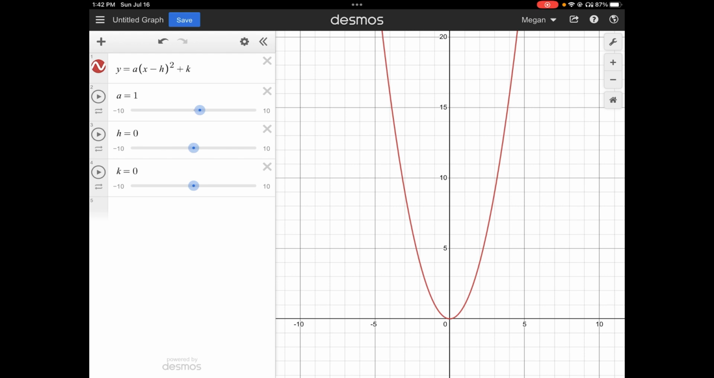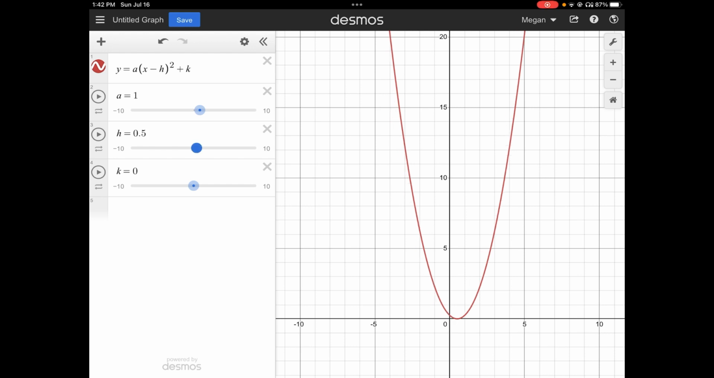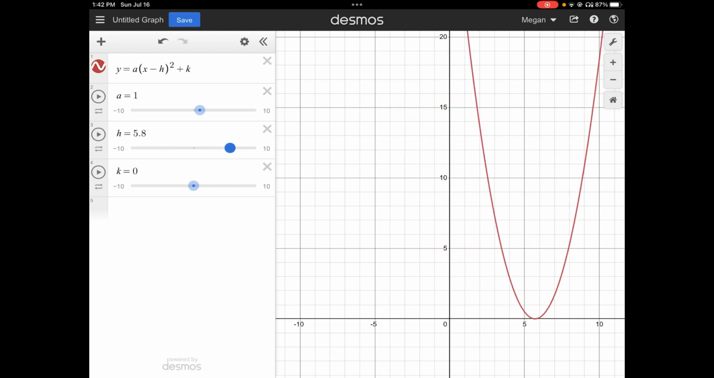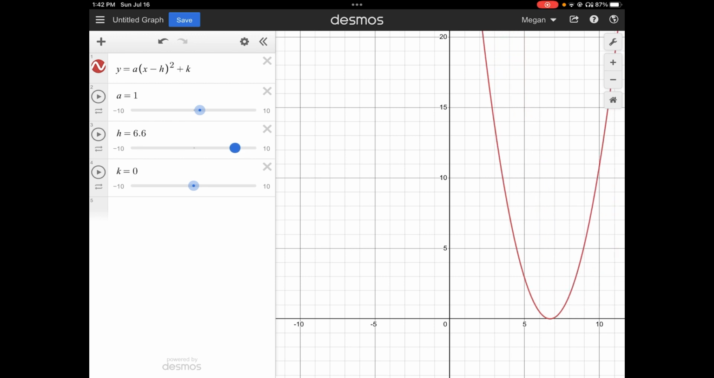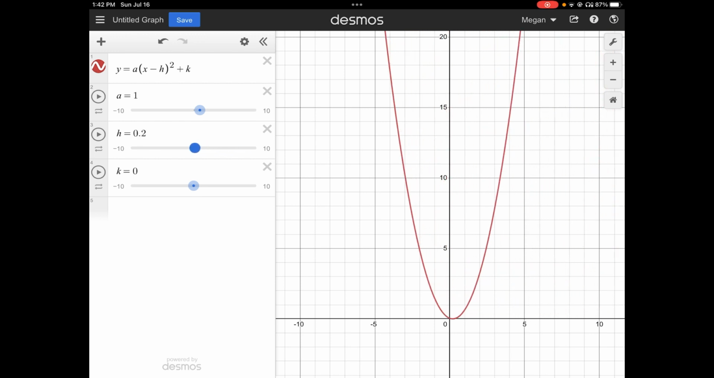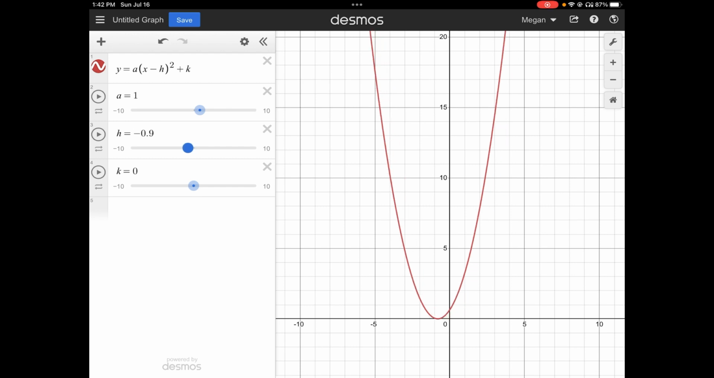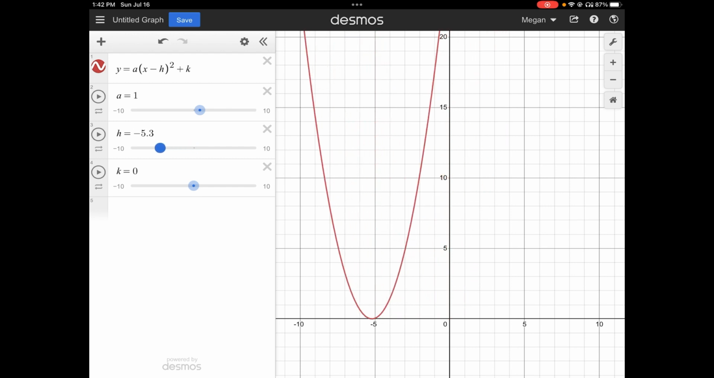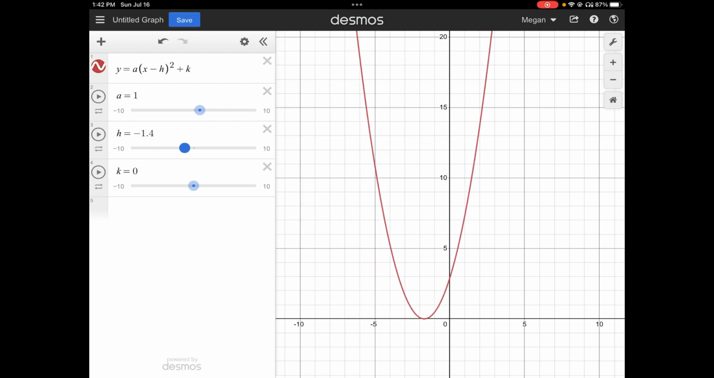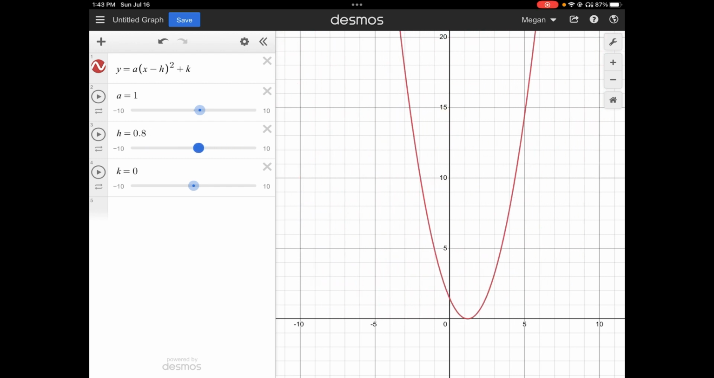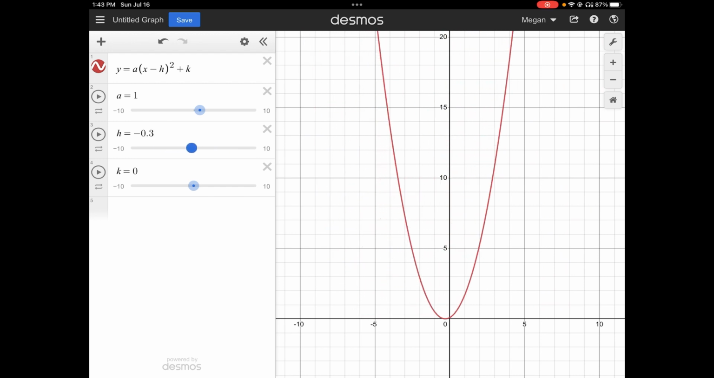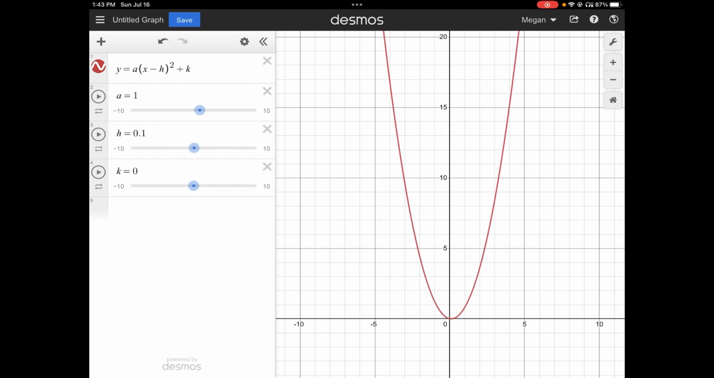If I move my h slider so that h is a number that's bigger than 1, we see that my parabola is sliding over to the right. If I bring it back down to 0, it comes back to the origin. And if I move it to a negative value, then it's moving to the left. So h is moving the curve left or right along the x-axis.